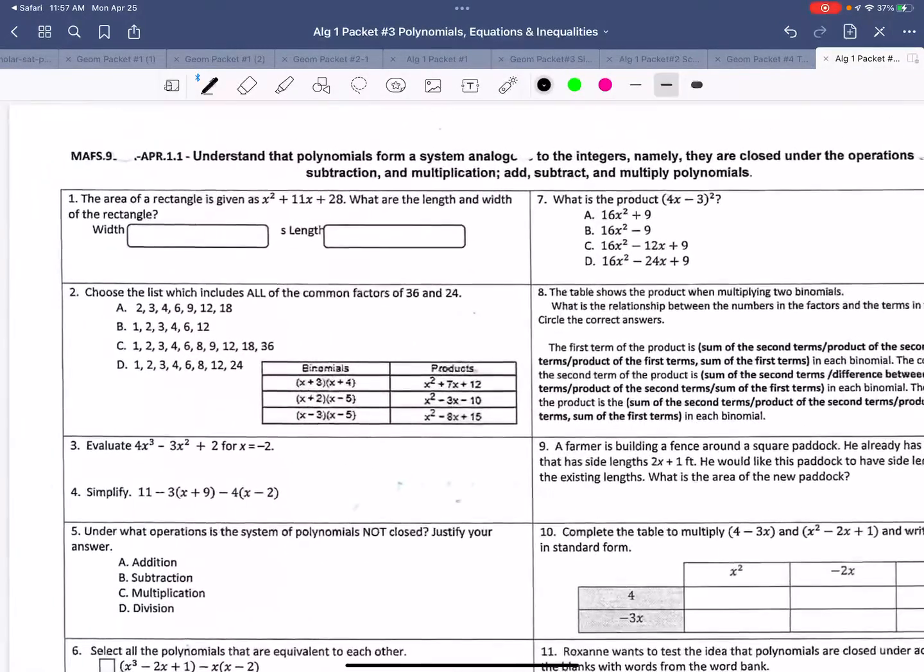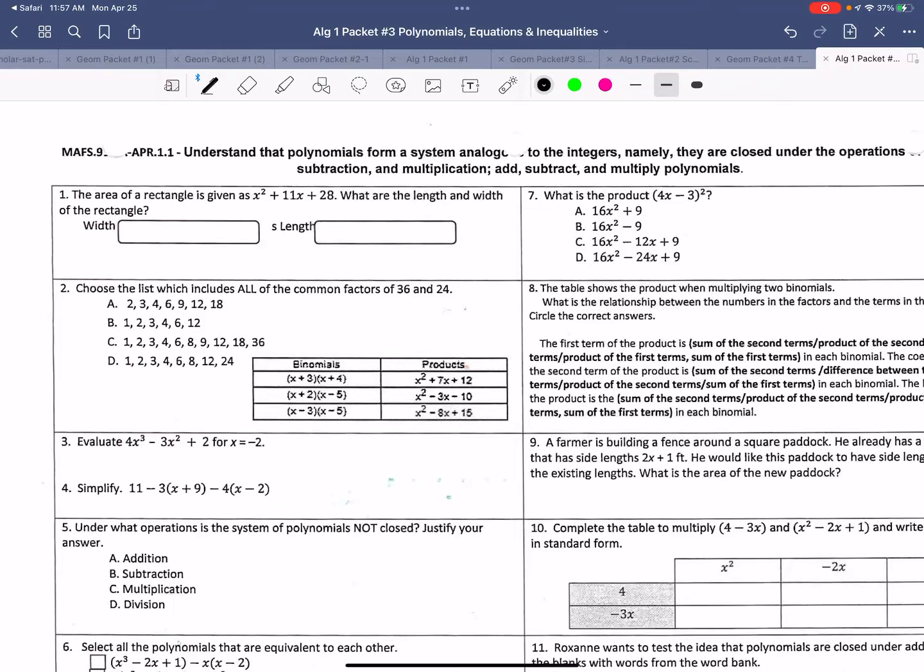We're going to do this one here. It says the area of a rectangle is given as such. What are the lengths and widths of the rectangle? Okay, so this is telling us to factor. We have 11 and 28. So we need to know what multiplies to give me 28 and adds or subtracts to get me 11.